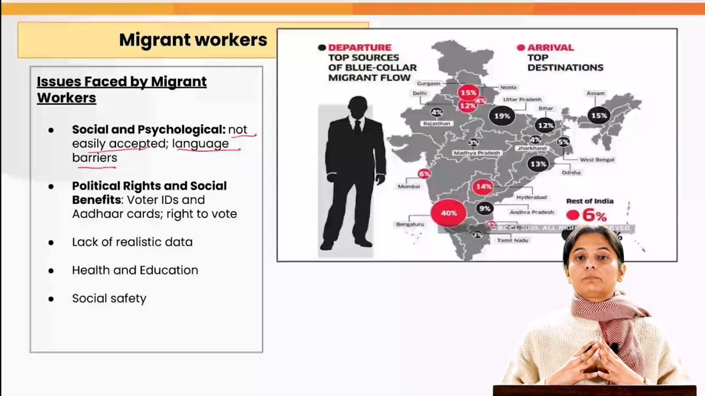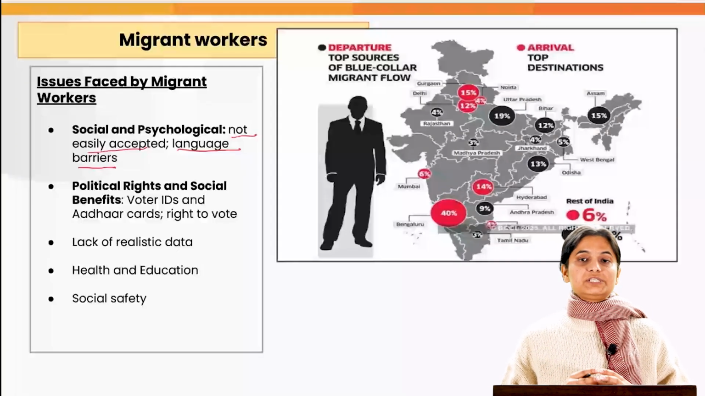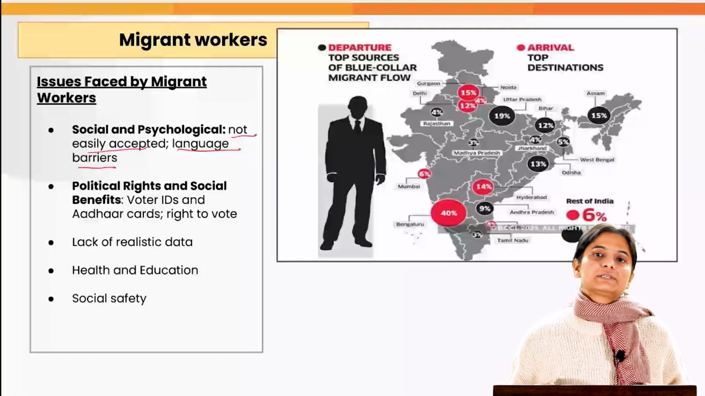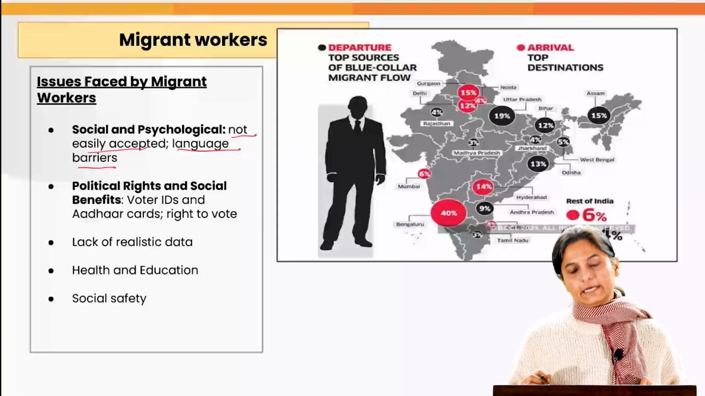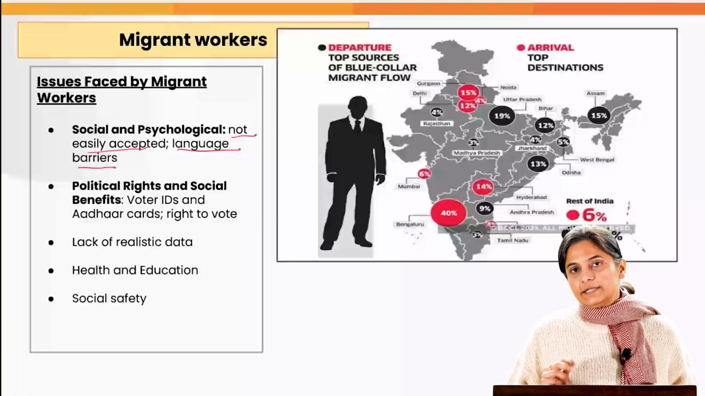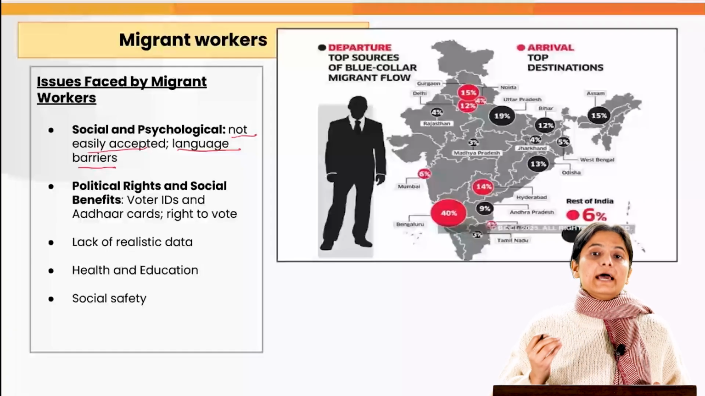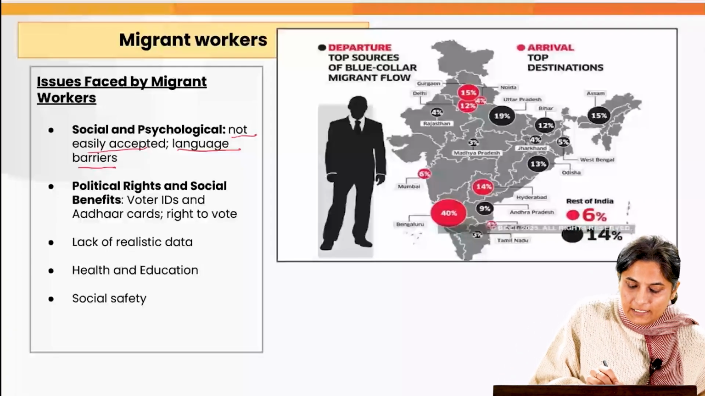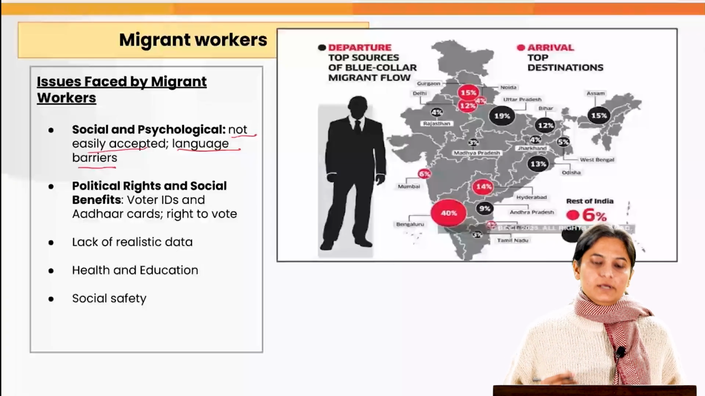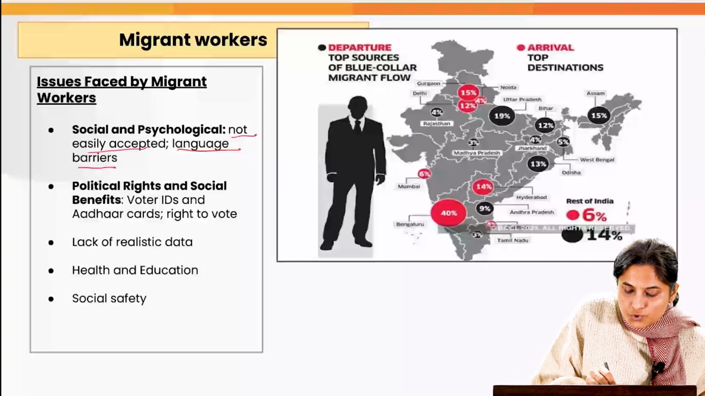First of all, the basic political right, which is the right to vote, sometimes this is also not available to this kind of force, migrant labour. Why? Because they are not registered. They are not documented. They lack adequate data. And they also do not have access to IDs, voter IDs, Aadhaar IDs, to get access to various social benefits.